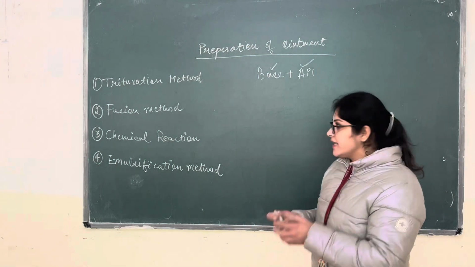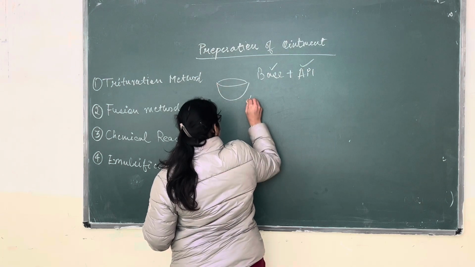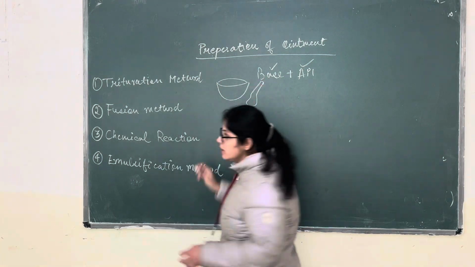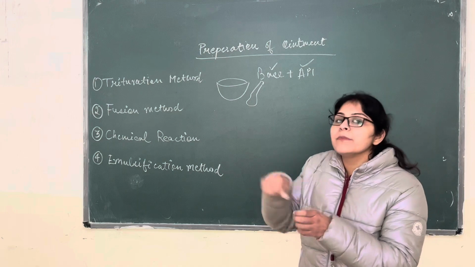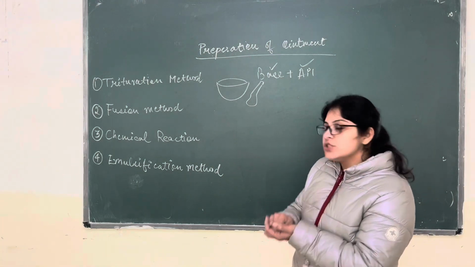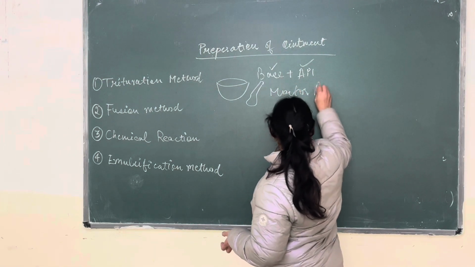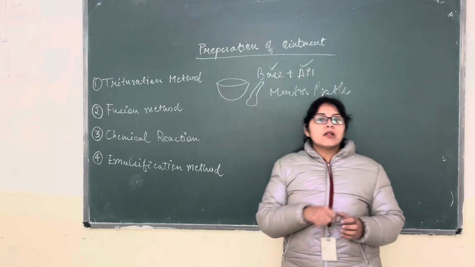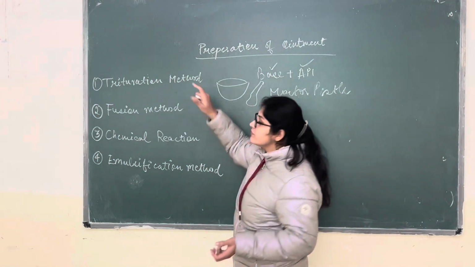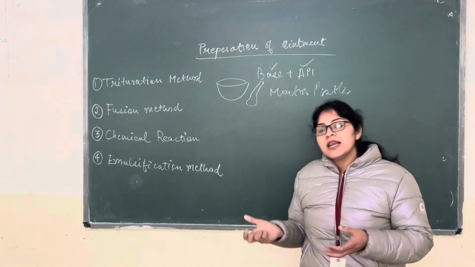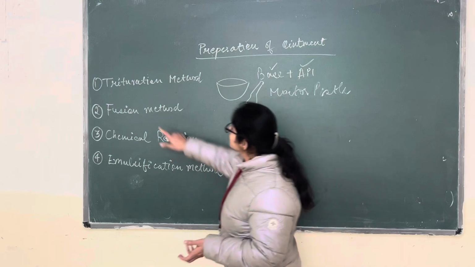We take all the ingredients and use a mortar and pestle for mixing the ointment. We triturate it, meaning we mix it, using the mortar and pestle instrument and mix all the ingredients to form a homogeneous mixture of the ointment. So with the trituration method we form the homogeneous ointment on the lab scale by using the mortar and pestle instrument. Next comes the fusion method.